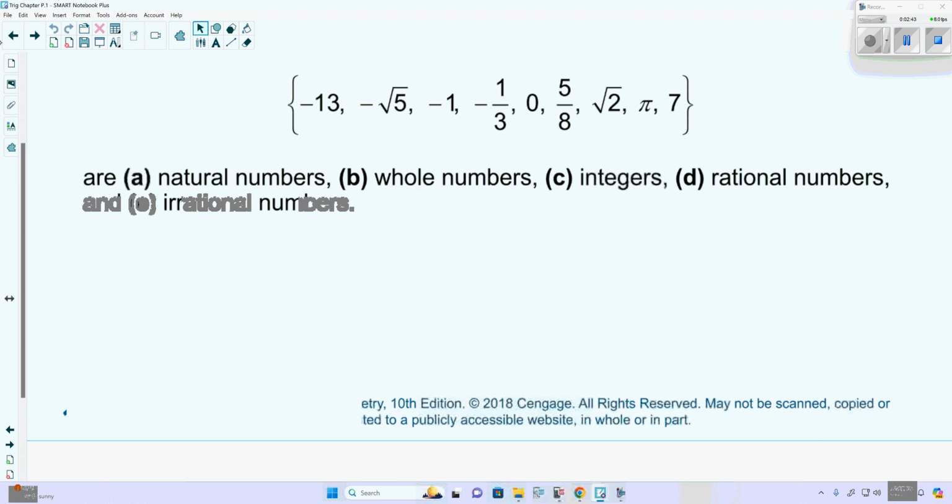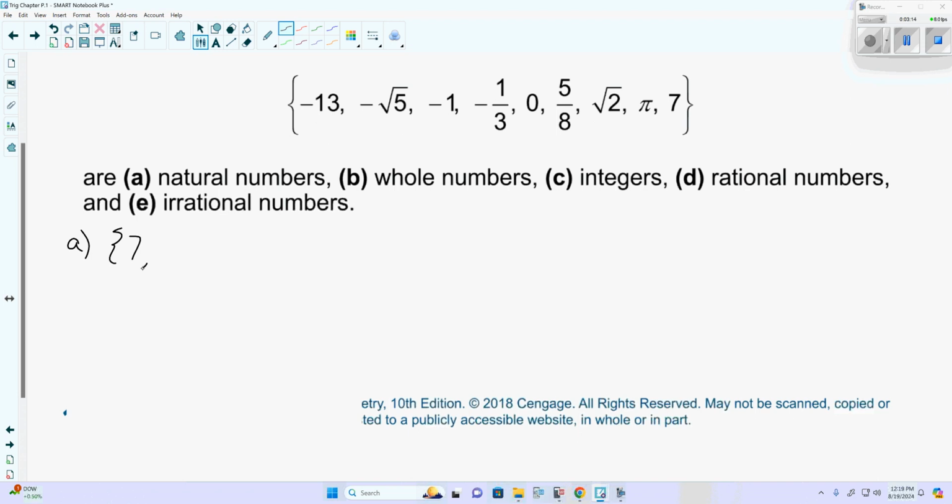Well, this first thing we're going to be looking at, so hopefully we have something to write with. So, natural numbers. As we look at all of these listed in this set, which of these would we consider to be the natural numbers? 7. Yeah, 7 would be natural. What else? Unfortunately, 0 would not be a natural number. 0 would be a part of the whole numbers.